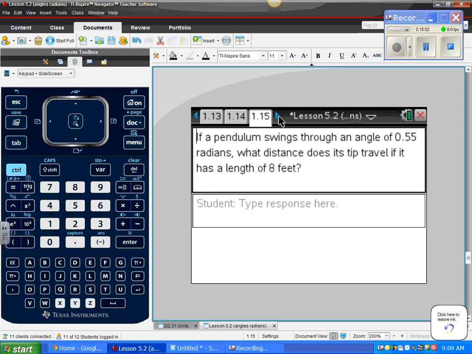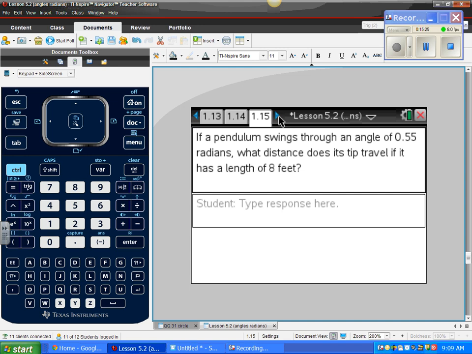If a pendulum swings through an angle of 0.55 radians, what distance does its tip travel if it has a length of 8 feet? You guys know what a pendulum is? See how I have my keys on this, what is this called? Lanyard? All right, so this would represent a pendulum, something hanging down with a weight at the bottom.